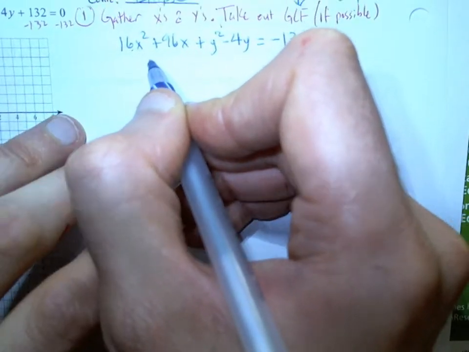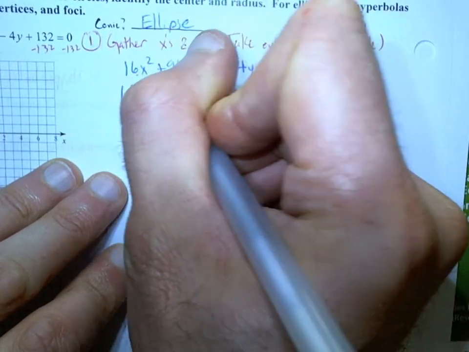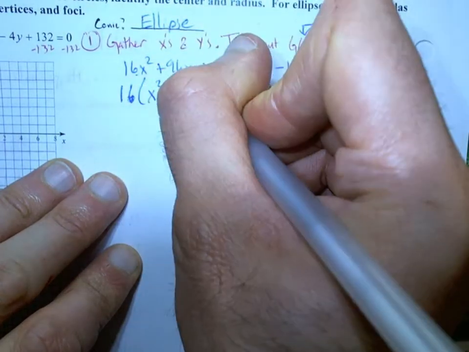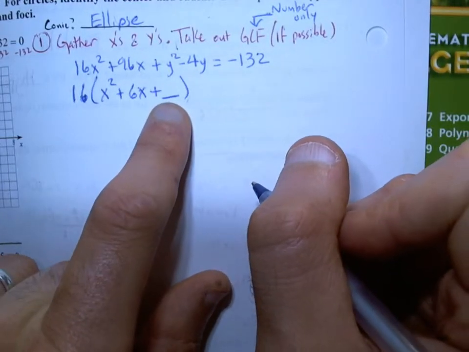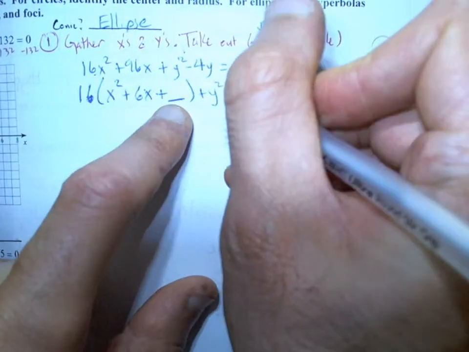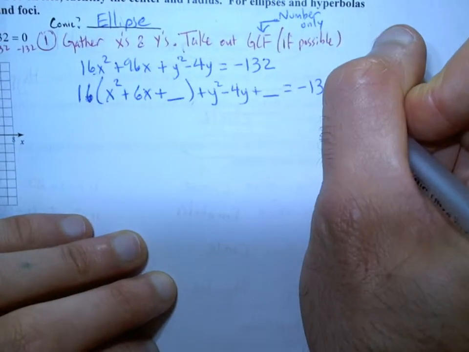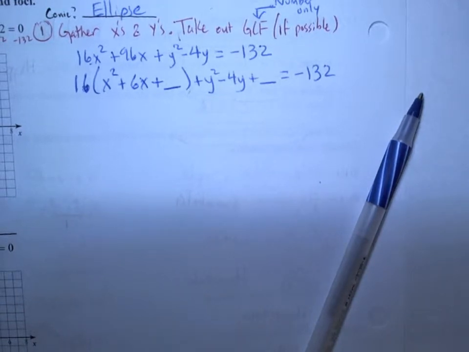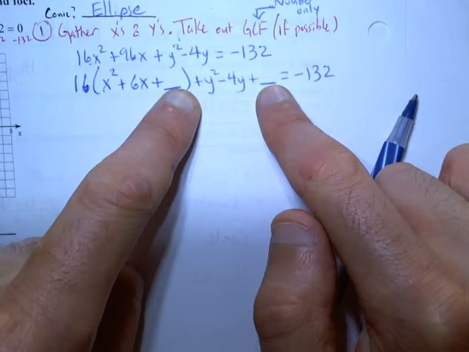I can take a 16 out of both. So go ahead and factor out the 16. 16 times x squared plus, we said 16 times 6 gives us 96. Now put your blank. Okay, plus y squared minus 4y. Go ahead and put your blank here. All equals negative 132. Okay, we factored out the GCF. Now I want you guys, once you finish copying that down, just go ahead and take 30 seconds, fill in this blank here. Make sure you can do this. Half it and square it. Complete the square right there.